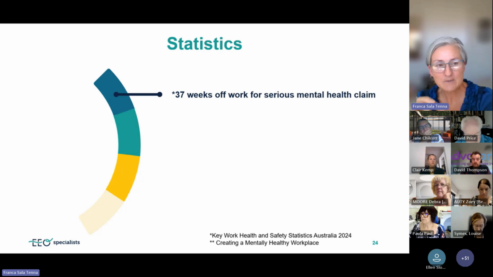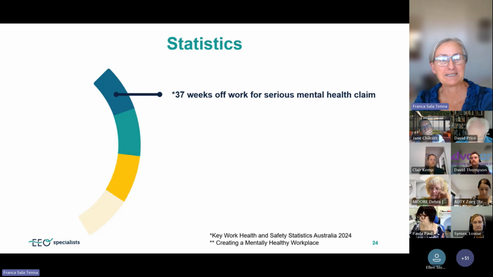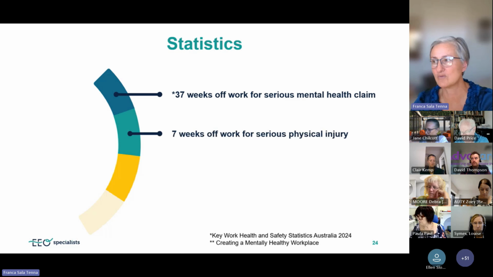The median time off for people who had suffered a serious mental health claim was 37 weeks off work. My best guess is they probably suffered harm for a lot longer than 37 weeks, but that was actually the median time that they took off work. If we contrast that to the median time that people took off work for a serious physical injury, it was only 7 weeks.